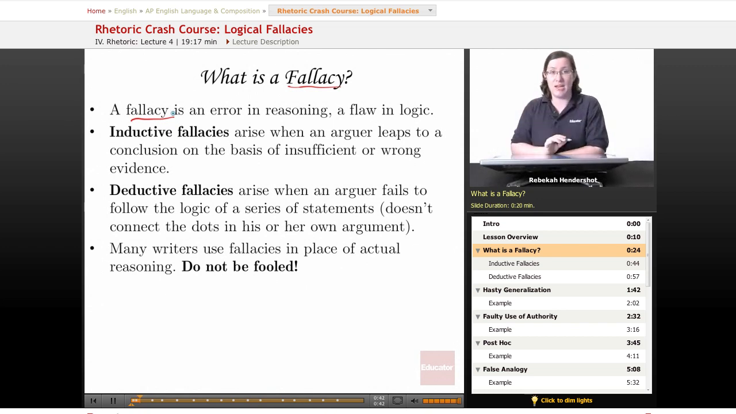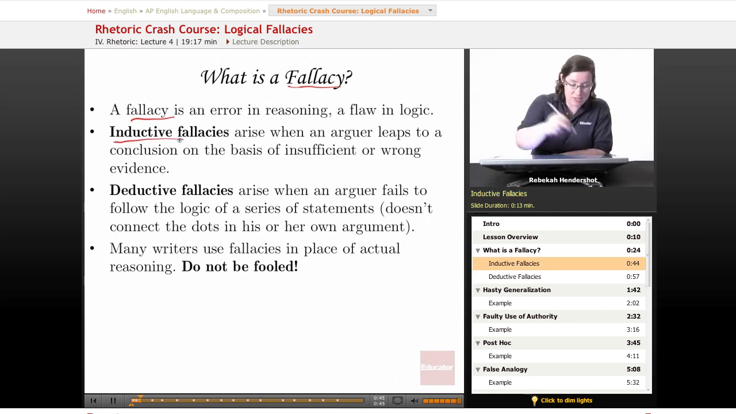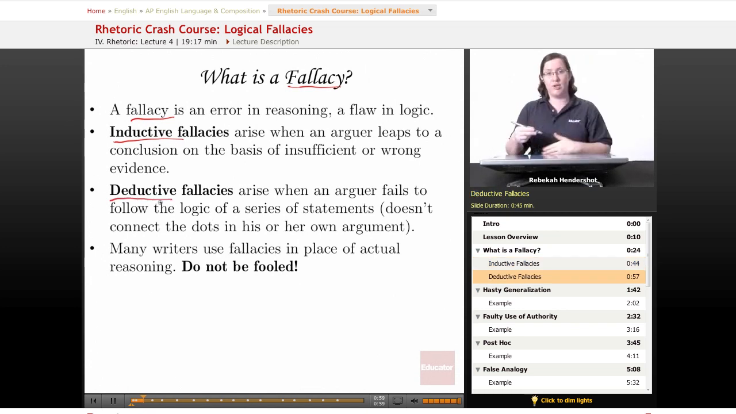Now, there are two major categories of fallacy. Inductive fallacies arise when an arguer leaps to a conclusion on the basis of insufficient or wrong evidence. He doesn't have the right evidence, he doesn't have enough, but he leaps to a conclusion anyway. It's an inductive fallacy. We'll look at some examples. Deductive fallacies are, of course, flaws in deductive reasoning, and they happen when an arguer fails to follow the logic of a series of statements. So basically, since deductive reasoning is where you reason from general statements to specific ones, in a deductive fallacy, you don't follow the logic of your own general statements, and therefore you end up with the wrong specific.